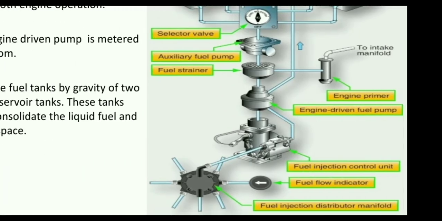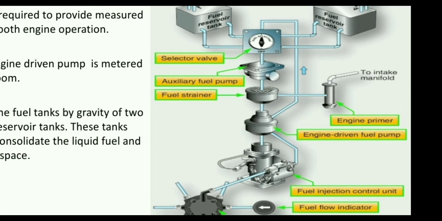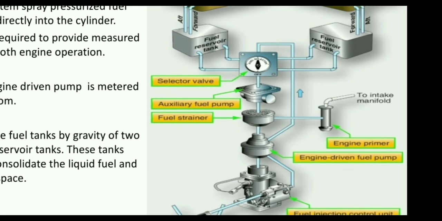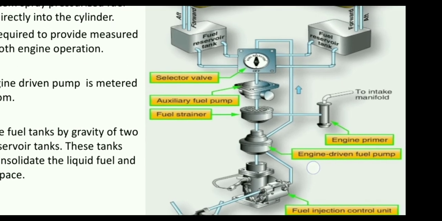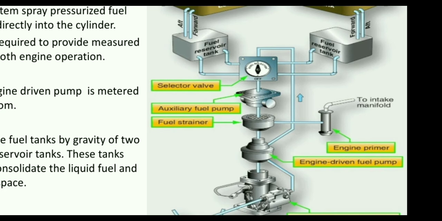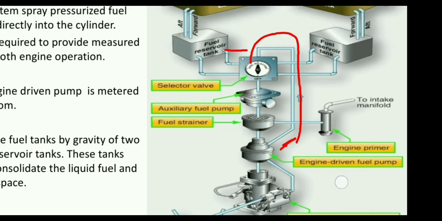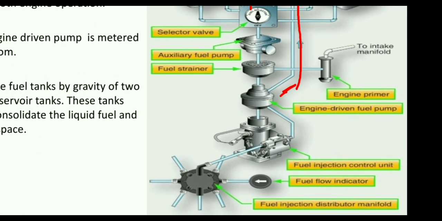After that we come to the carburetor, and these are the two pumps. First is the auxiliary pump and second the engine driven fuel pump. The engine driven fuel pump has two functions: if some quantity of fuel remains, then this pipe will also feed back to the selector valve, and this can be used in the reservoir. So after that we come to the fuel injection control system.